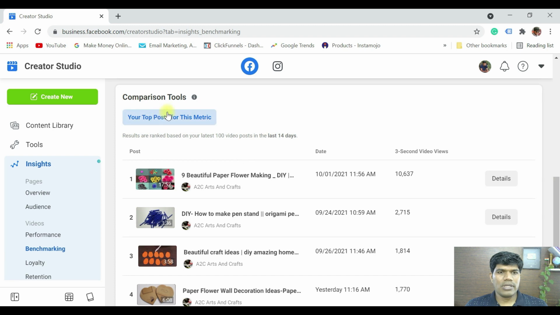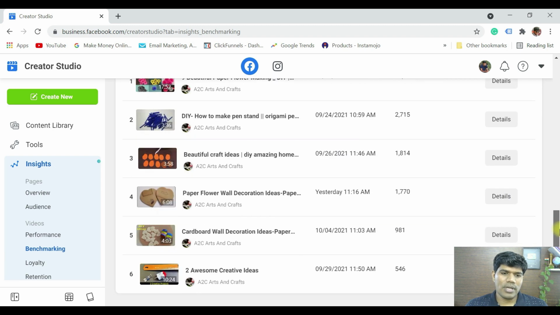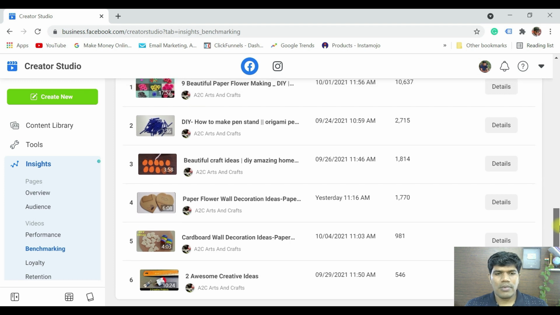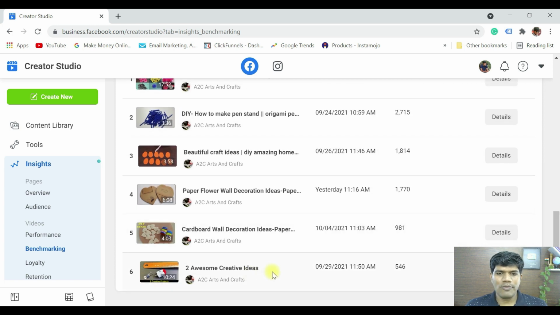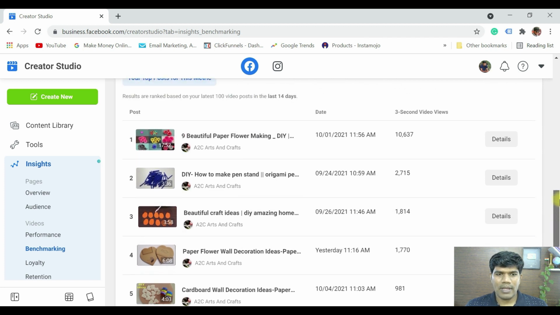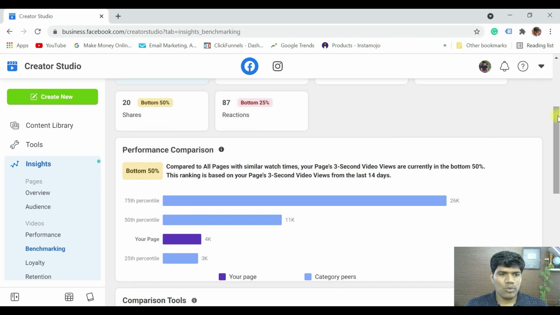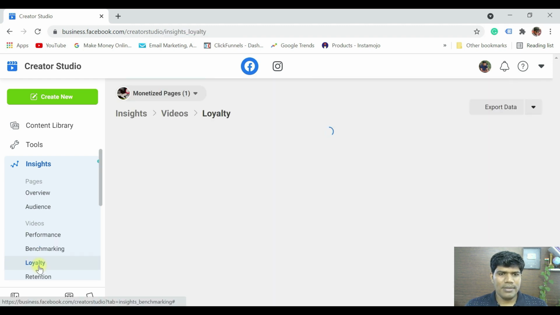So now here it is showing the comparison tool based on the last 14 days, which are the videos getting good views, right? So beautiful paper flower making has been getting good views, in fact, right? And if you see, this one is actually focused for men, which is not getting views, right? These are all other things that have been focused for women, correct? Now with that, let's move to the next section of loyalty.